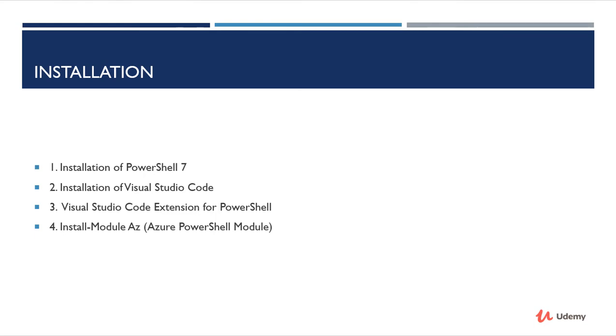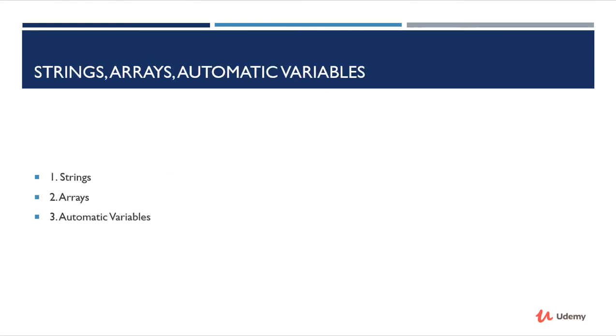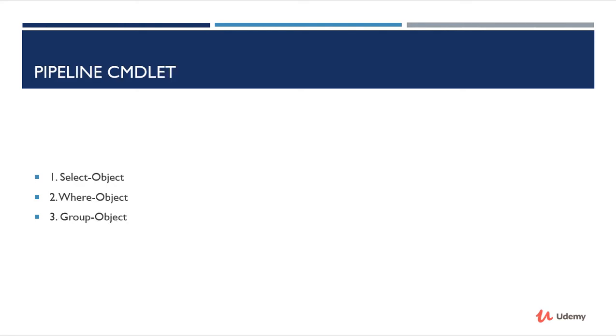In the next section, we will see PowerShell strings, arrays, and automatic variables. I have only covered the basic or limited part of it, which is enough to start writing scripts. In the pipeline command line section, we will see three majorly used PowerShell commands, and we are also going to take some examples of Azure resources to understand how these cmdlets work.